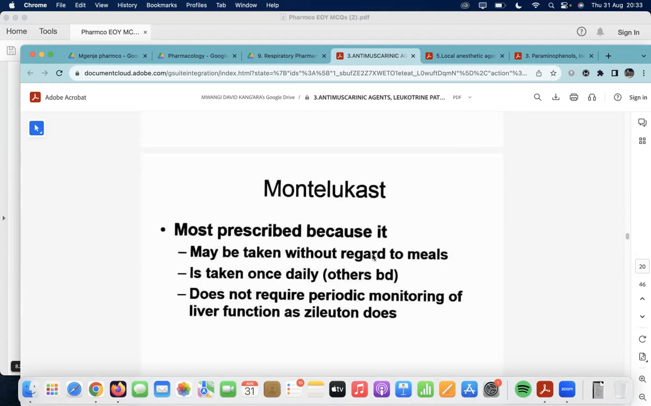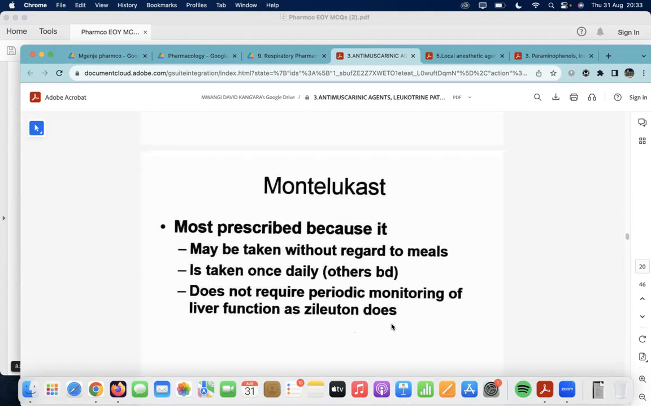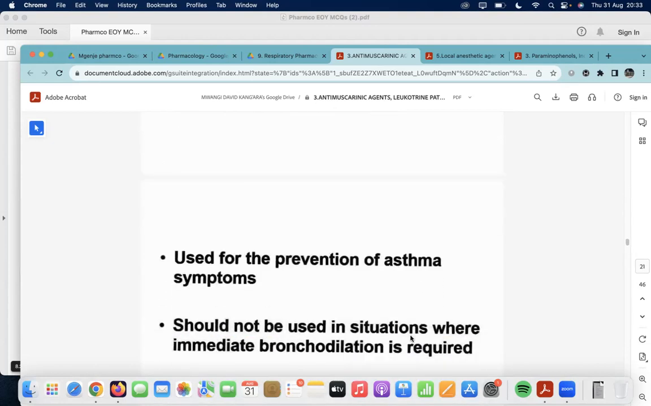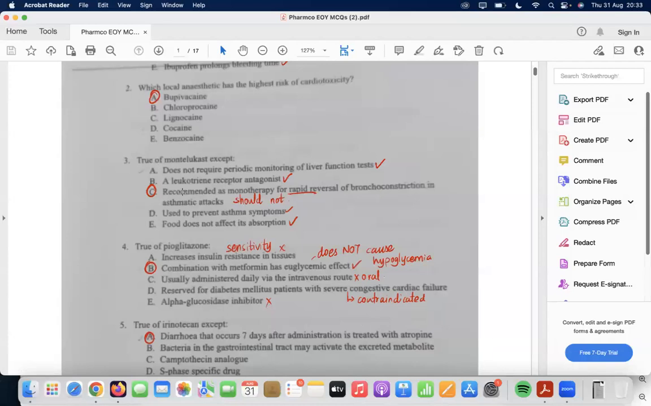It can be taken with meals or without meals, without regard to meals. It's taken once, so it does not need to be taken multiple times a day, and does not require periodic monitoring of liver function as Zileuton does. So what was the question asking? A, does not require periodic monitoring of liver function tests. That's true. It's a leukotriene receptor antagonist. Yes, that's true.